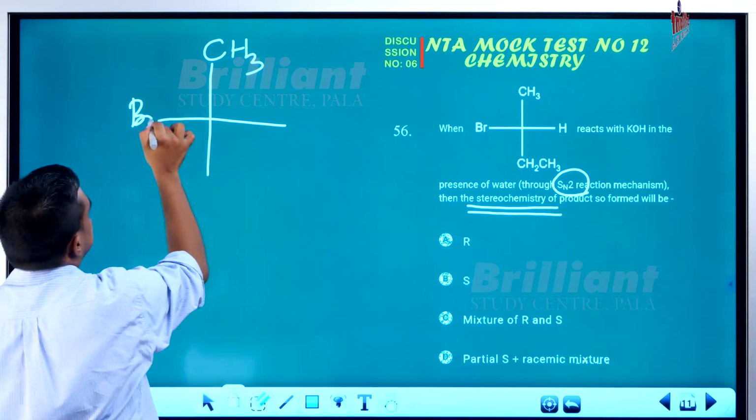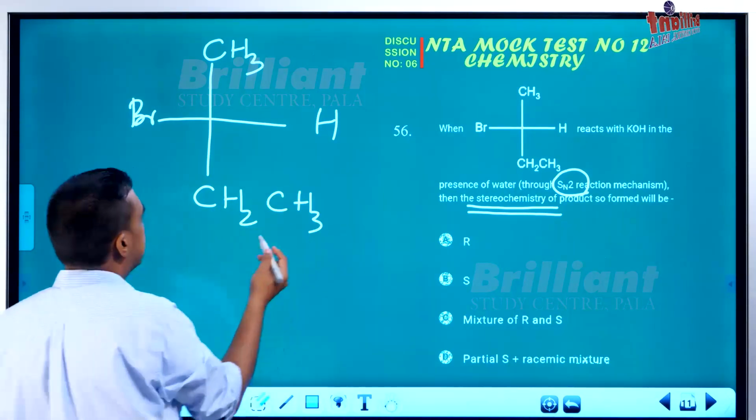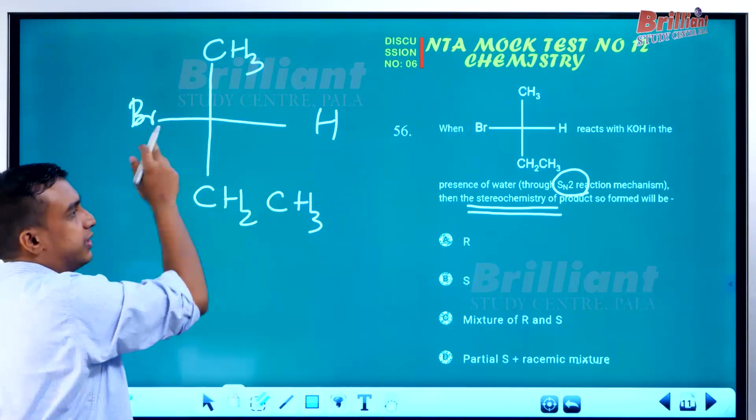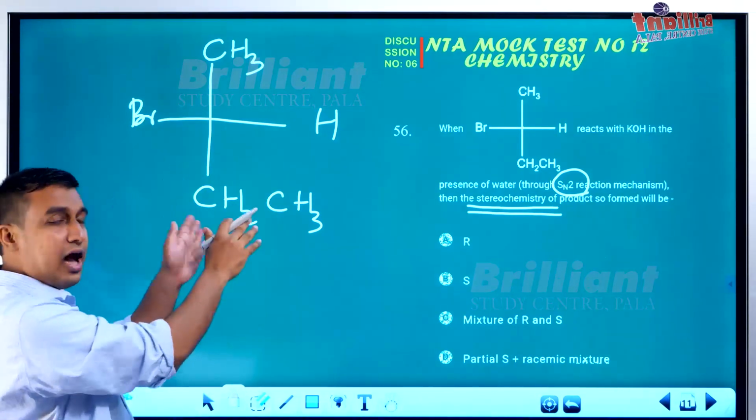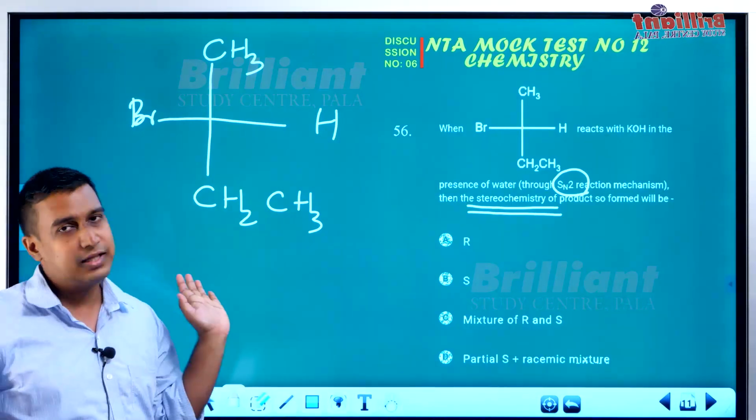CH3, Br, H, CH2CH3. സംഭവിക്കാൻ പോണത് ഇത്രേ ഉള്ളൂ. ഈ ബ്രോമിനെ ആ OH minus റിപ്ലേസ് ചെയ്യും. എന്നിട്ട് ഇത് R ആയിരുന്നെങ്കിൽ എന്റെ പ്രൊഡക്റ്റ് S ആവും, ഇത് S ആയിരുന്നെങ്കിൽ എന്റെ പ്രൊഡക്റ്റ് R ആവും. That is a logic.